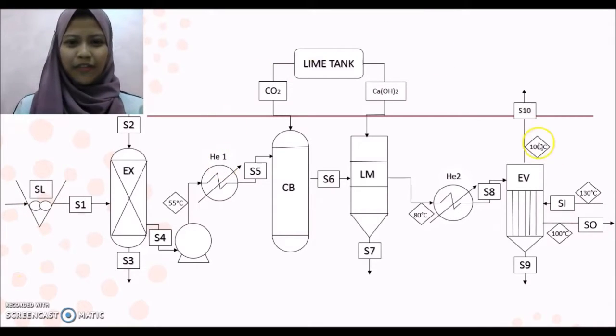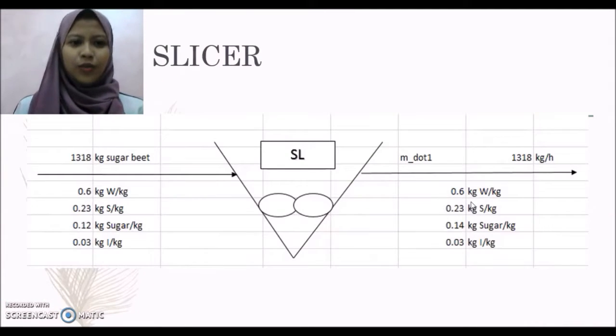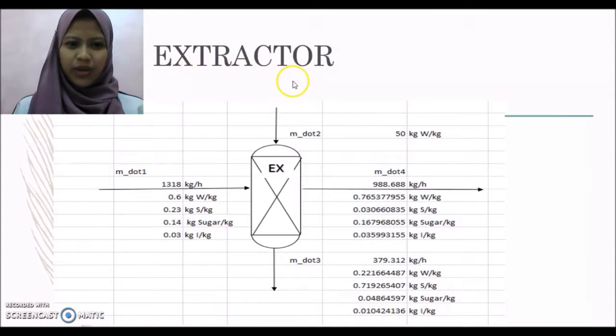This is our PFD diagram, including all the processes and also the temperature for each piece of equipment. First, we go to the slicer. We use 1,318 kg of sugar beet as the input for the slicer, and the output is the same as the input. Next, we go to the extractor. The input of the extractor is the output from the slicer, and we add 50 kg of water into the extractor, and there are two products from the extractor, stream 4 and stream 3.